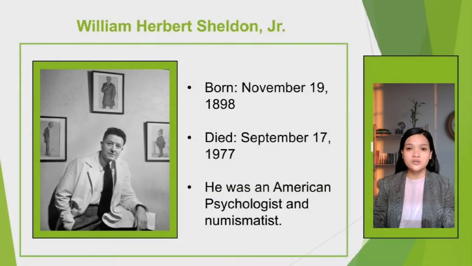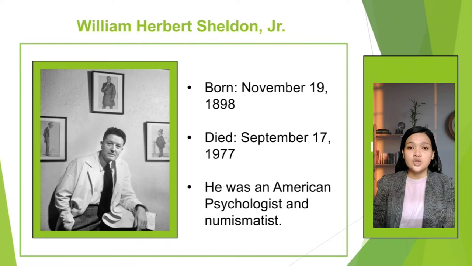William Herbert Sheldon Jr. was born on November 19, 1898 and died on September 17, 1977. He was an American psychologist and numismatist. He created the field of somatotype and constitutional psychology that correlate body types. By the way, a numismatist is a person who studies and collects coins and medals.